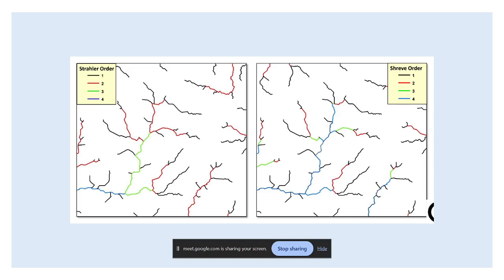So here we have the Strahler order and the Shreve order. Here I'll just mark this one. Not all, we'll consider one network, then that would be easier. So this is one, this is one. And in Strahler, what will happen? Can you just tell me?